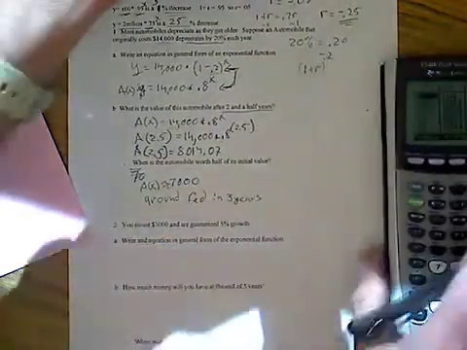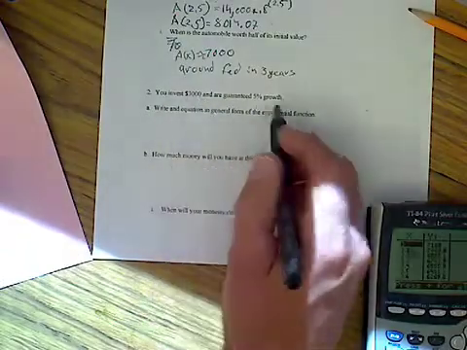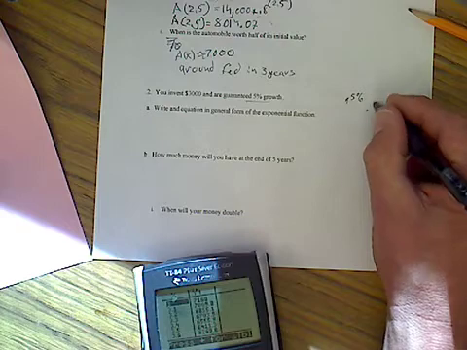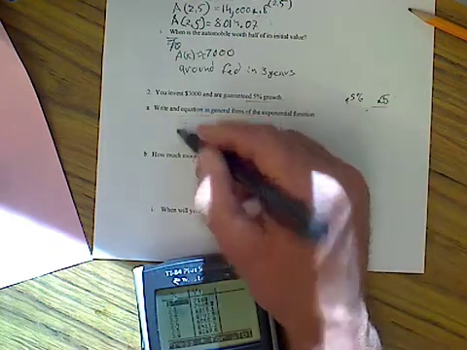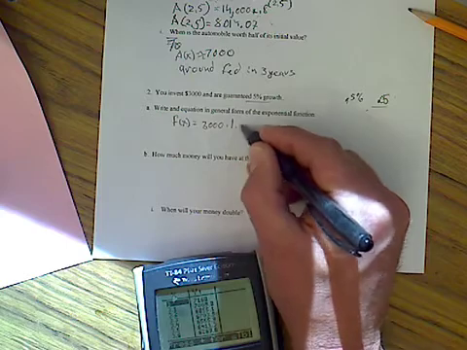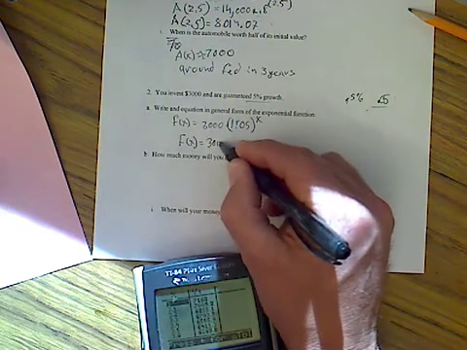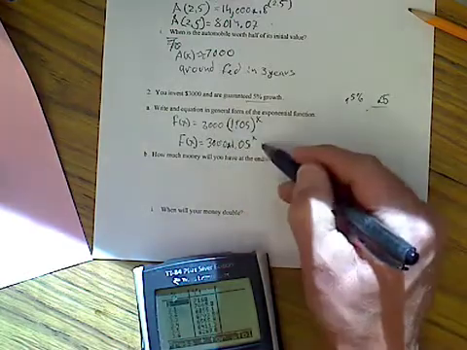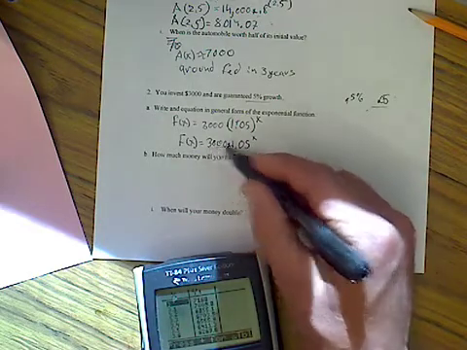All right, so now let's look at another problem. You invest $3,000 and are guaranteed 5% growth, right? So once again, that 5% growth is the same thing as 0.05, and that's my r. So you can say, let's call it f of x equals 3,000 times 1 plus 0.05 to the x, or f of x equals 3,000 times 1.05 to the x. So there's my equation. This is a 5% growth, and you can tell because the difference between this and 1 is 5, and I start at $3,000.